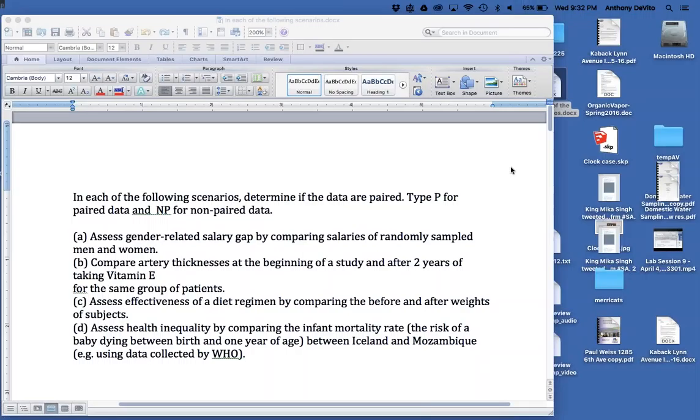But I'm going to start with one that starts off with the types of studies that we might be involved in when we're dealing with numerical variables where we want to compare means of two populations. Okay, so I'm going to read this one to start off with. In each of the following scenarios, determine if the data type are paired. P for paired data and NP for non-paired data.